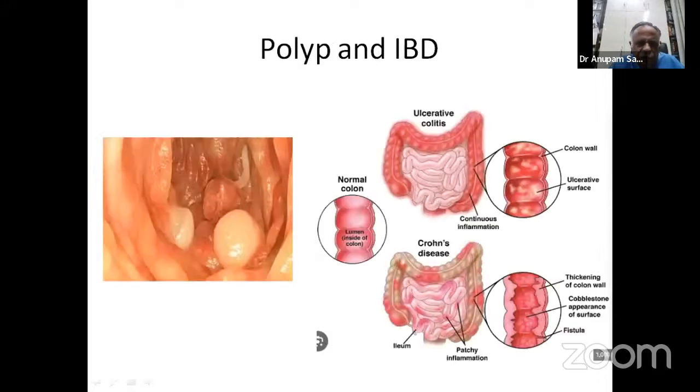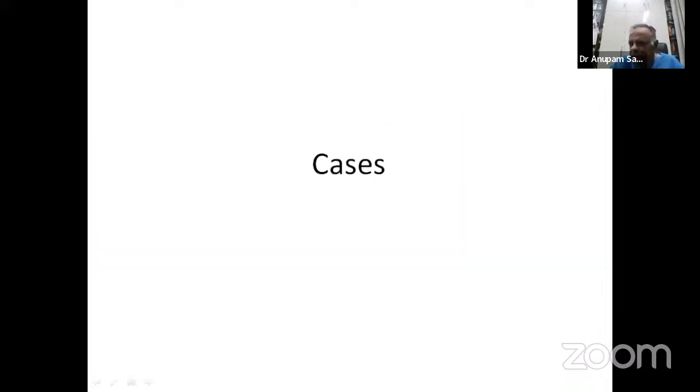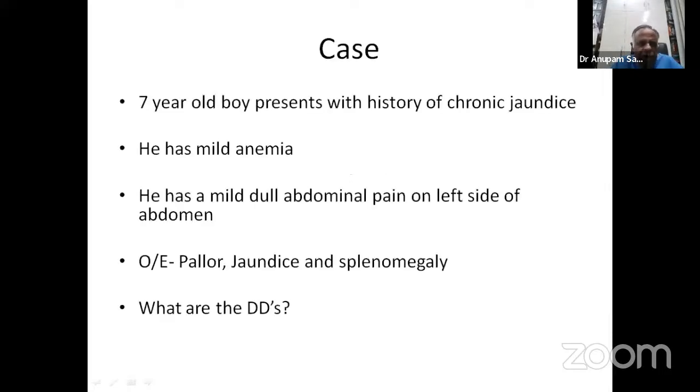These are some examples of the polyp and the inflammatory bowel disease, which you may have in some patients. Now, I'll go on to some cases to illustrate the various conditions which we have.